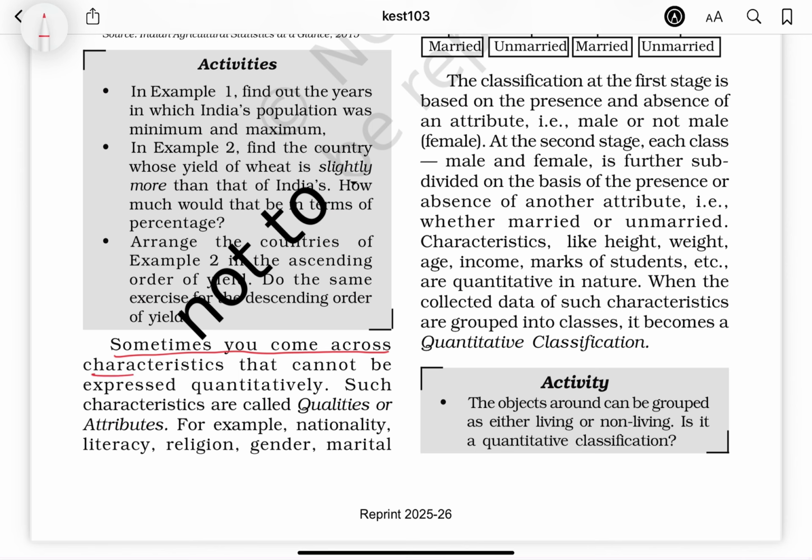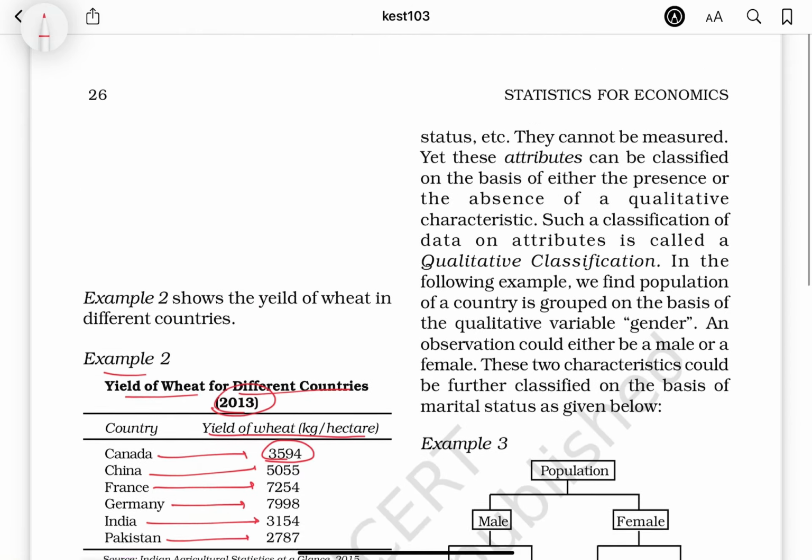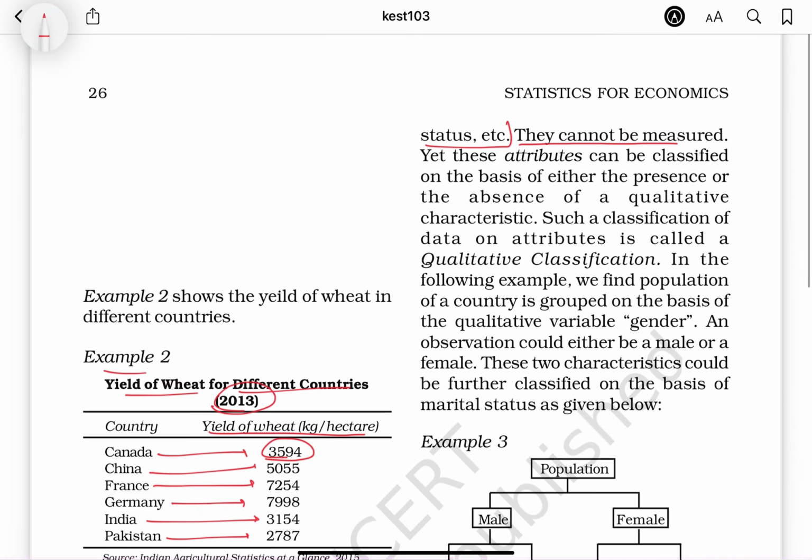Sometimes you come across characteristics that cannot be expressed quantitatively. Such characteristics are qualities or attributes. For example, nationality, literacy, religion, gender, marital status, etc. They cannot be measured, yet these attributes can be classified on the basis of either the presence or the absence of a qualitative characteristic. Such a classification of data on attributes is called qualitative classification.